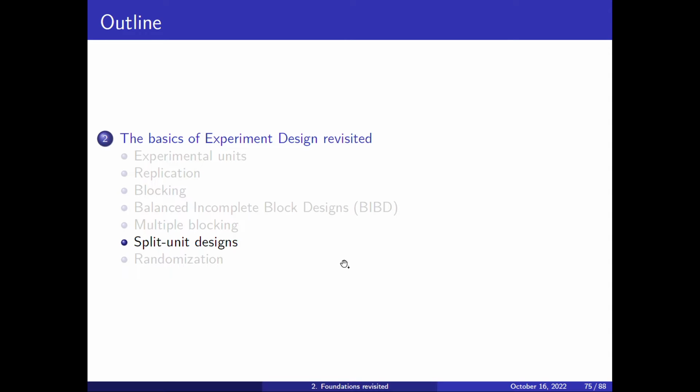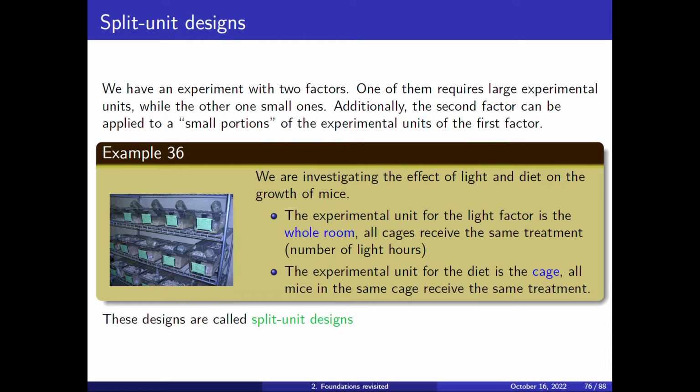So in the next block we will see these split unit designs. So split units are designs in which one of the factors is said to be hard to change. Let's say that we have an experiment with two factors, and one of them requires large experimental units, while the other one requires small ones. Additionally, the second factor can be applied to small portions of the experimental units of the first factor.